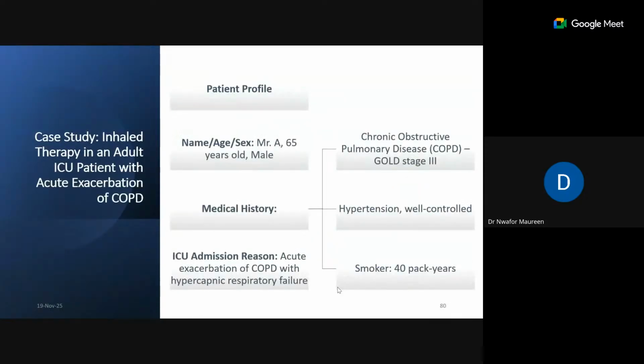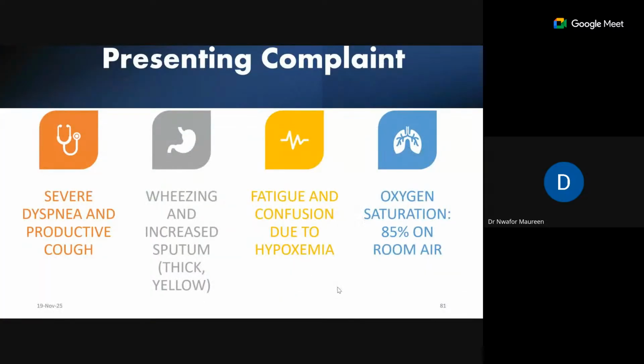efficacy. This is an adult patient in the ICU. He is 65 years old, male. Medical history: chronic obstructive pulmonary disease, hypertension, smoked 40 pack-years. He had an ICU admission because of acute exacerbation of COPD with hypercapnic respiratory failure. In this patient there is severe dyspnea and productive cough, wheezing, sputum, fatigue, and he's confused due to hypoxemia, and oxygen saturation is just 85% on room air.